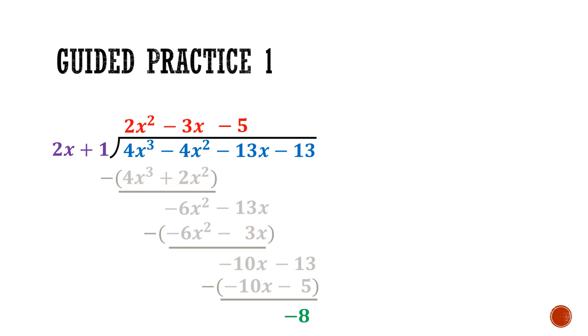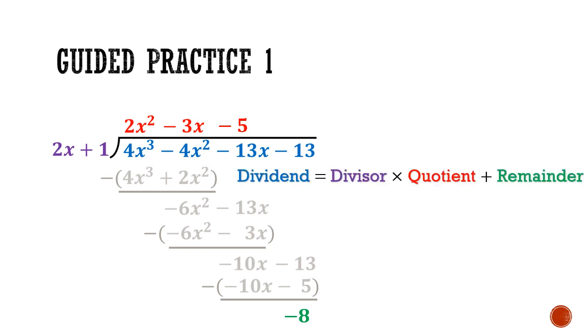Lastly, we need to express this in the form of dividend equals the divisor times quotient plus remainder. This will give us 2x plus 1 multiplied by 2x squared minus 3x minus 5, minus 8. And that's our final answer.